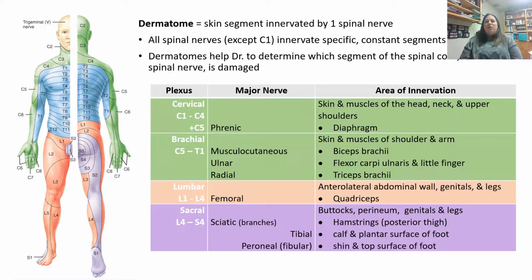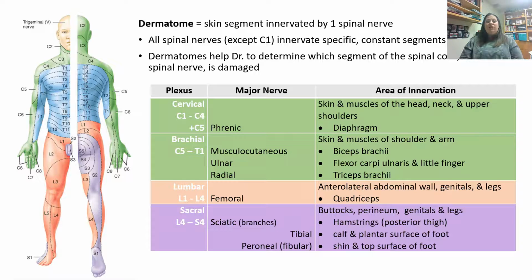Now, these are called dermatomes, the skin segment which is innervated by a spinal nerve. All spinal nerves except C1 innervate specific constant segments of the skin. Dermatomes help doctors to determine which segment of the spinal cord or which spinal nerve may be damaged.